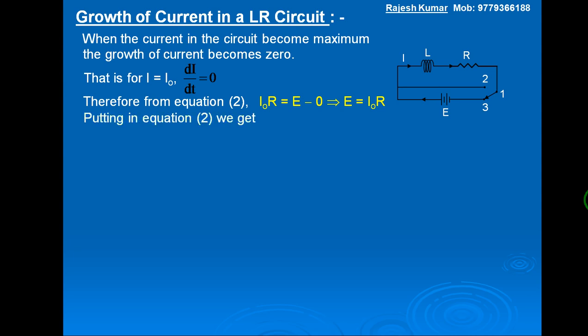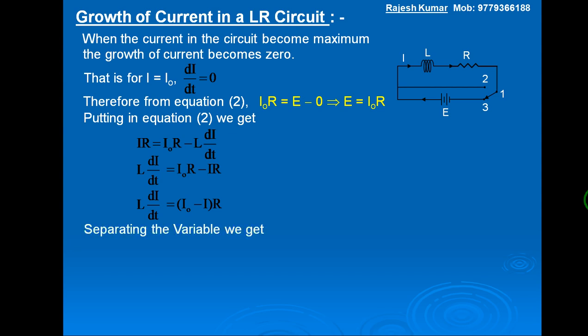Putting this in equation number 2, we get I into R is equal to I naught R minus L into dI by dt. That is, putting the value of E. Now by rearranging, we get L into dI by dt is equal to I naught R minus IR. In the right hand side, we can take capital R common. So we get L into dI by dt is equal to I naught minus I into capital R.